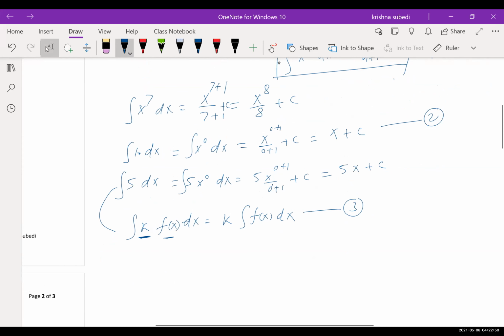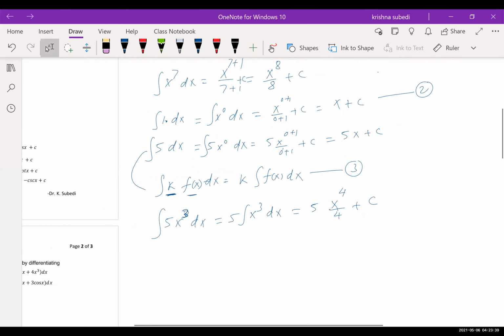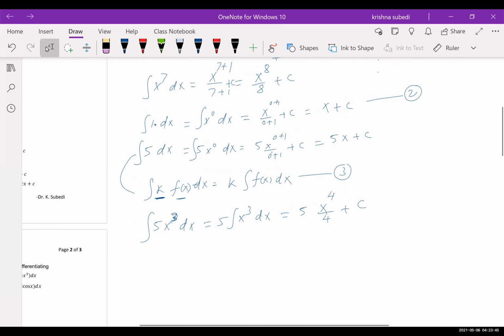Let's try one. If you are given 5x cubed, for example, and you want to find the integration of this, then what will that be? Well, you can take 5 outside and write x cubed dx. And now you can write 5 times x to the 3 plus 1, which is 4, over 4, plus c. That's it. So we already know the formula making process here, right? So now you can check whether your answer is right or wrong.